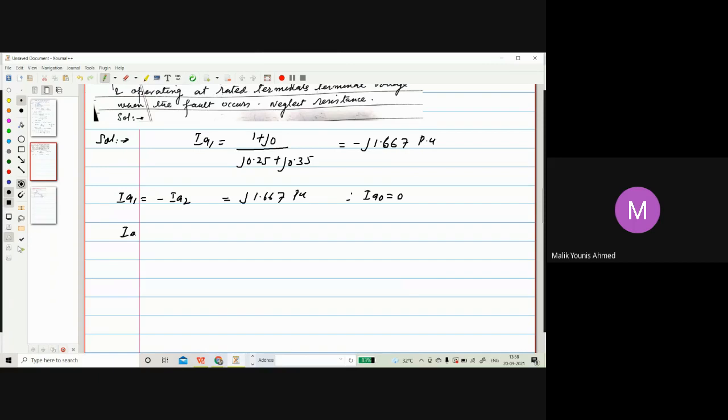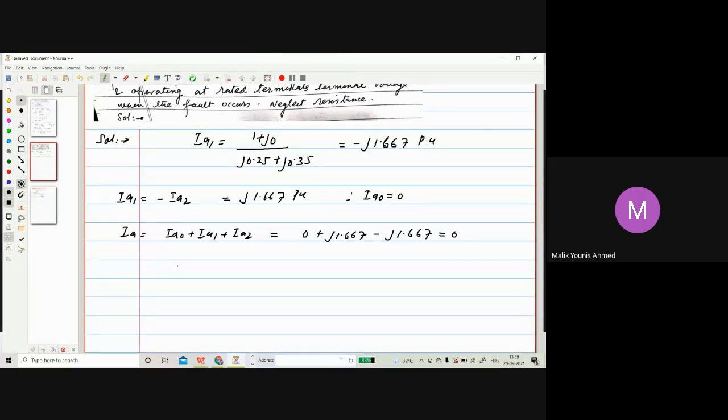IA is equal to IA0 plus IA1 plus IA2. So this should be 0 because fault occurs in B and C. So A is an unloaded alternator, and this value has to be 0. So IA0 is 0, IA1 is minus j1.667, IA2 is plus j1.667. So this is 0 amps in this case.